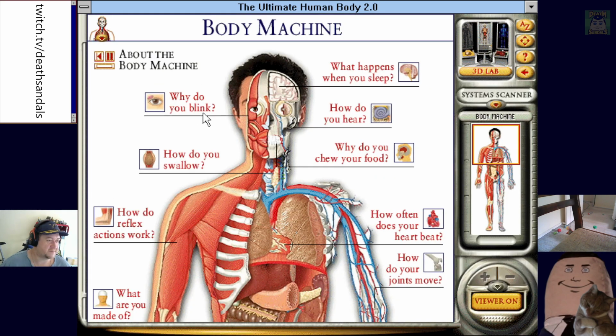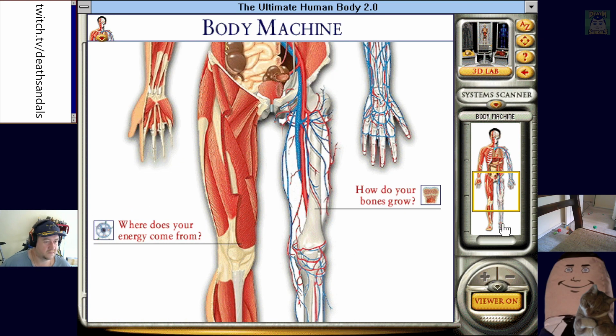Let's scan some systems. Click on the body machine figure to zoom into the secret world beneath your skin, or click inside the picture boxes to find out how your body works. Yeah, right. And you can scan some stuff.